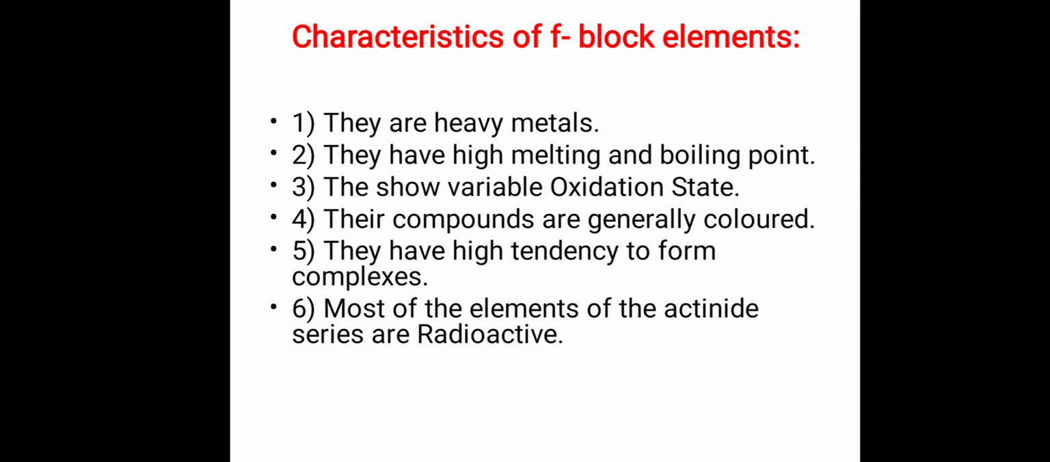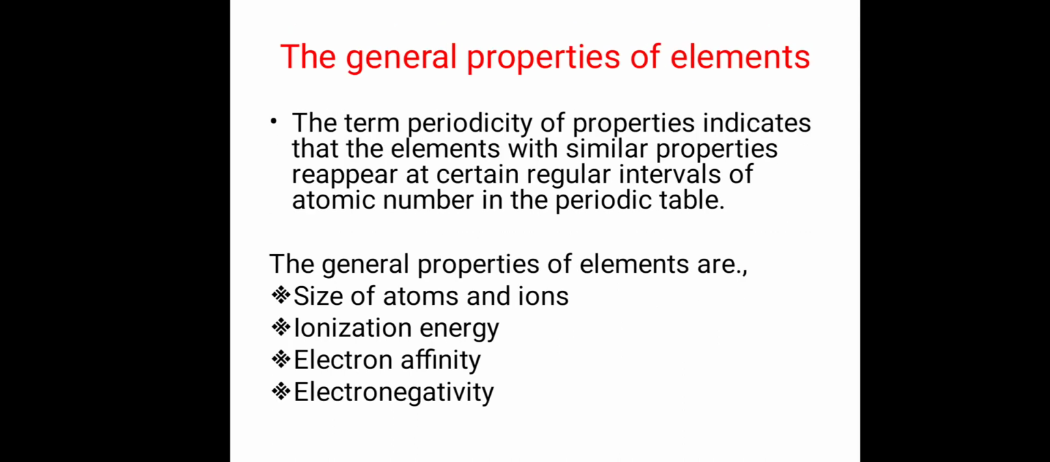Some general characteristics of f block elements. They are heavy metals. They have high melting and boiling points. They show variable oxidation states, especially +2, +3, +4, up to +7. Their compounds are generally colored. They have a high tendency to form complexes. Most of the elements of the actinide series are radioactive. That's why they are called radioactive elements.